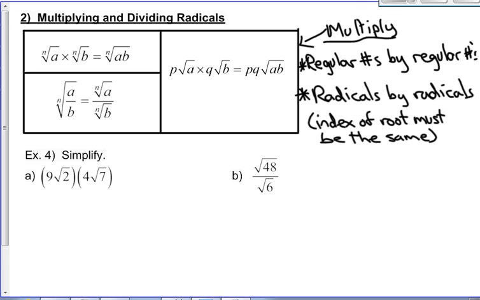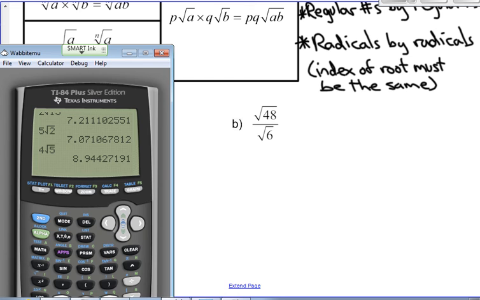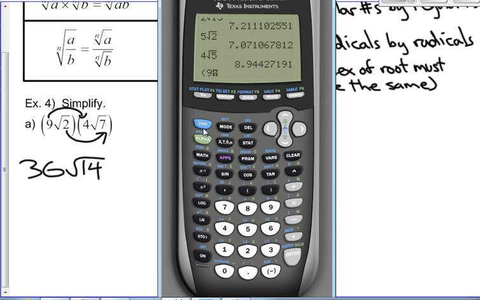Okay, so let's suppose we've got this one. 9 root 2 times 4 root 7. I'm just going to go regular numbers times each other and roots times each other. 36 root 14. Again, I can check if this is true. So I'll go 9 square root of 2 times 4 square root of 7. Gives me 134.7. I wonder if that is 36 root 14. I hope so. Yes.